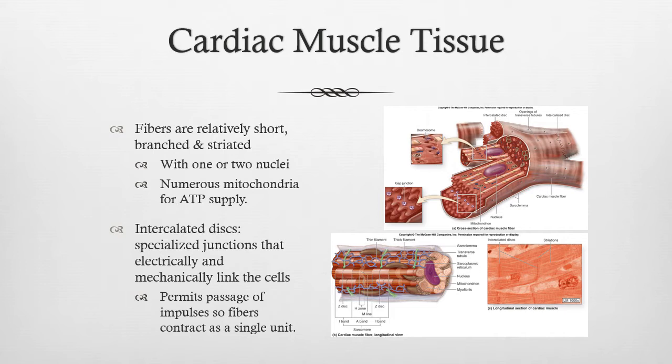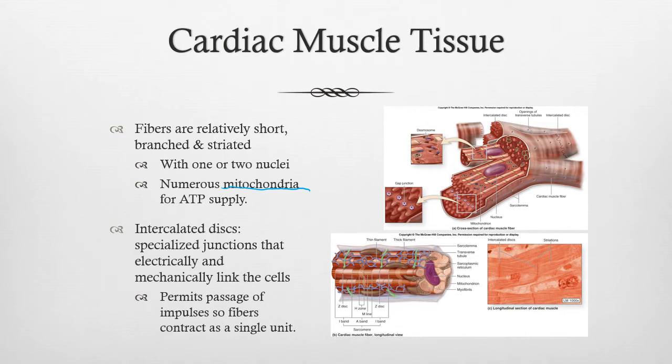Since the heart muscle has to basically work 24 hours a day, 7 days a week, 365 days a year, it's constantly contracting and needs a constant energy supply. So it has a lot of mitochondria within the cells themselves. This is going to supply all the ATP that those cells need in order for contraction to occur within them.